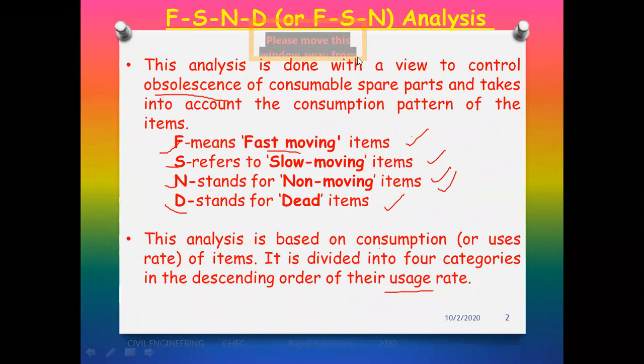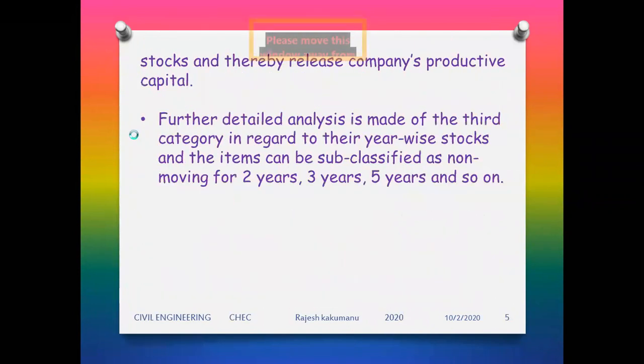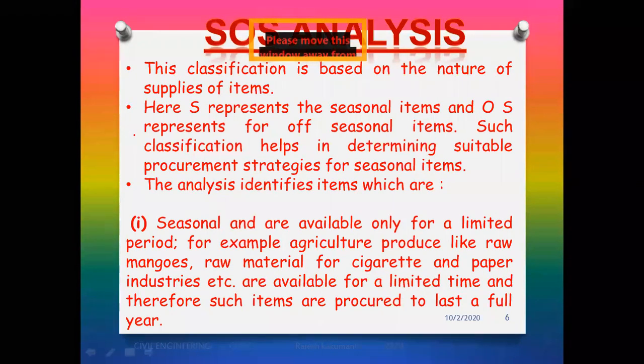Okay, so the next classification is SOS analysis: seasonal, off-season. If you take seasonal items, examples are agro-based industries, such as mango pulp or apples. Apples come from Kashmir, and mangoes come from different parts of the state only in a particular season. So it depends upon the seasonal availability in the market, and demand fluctuations will be there.